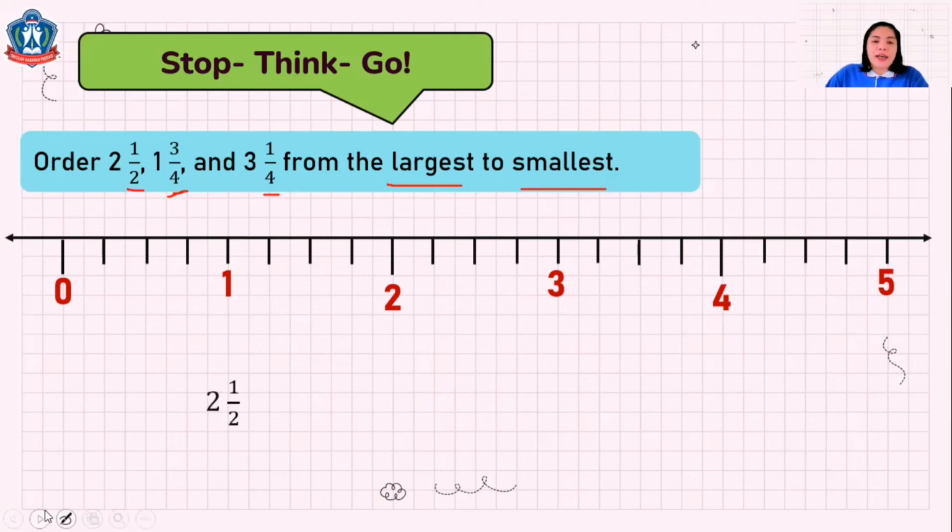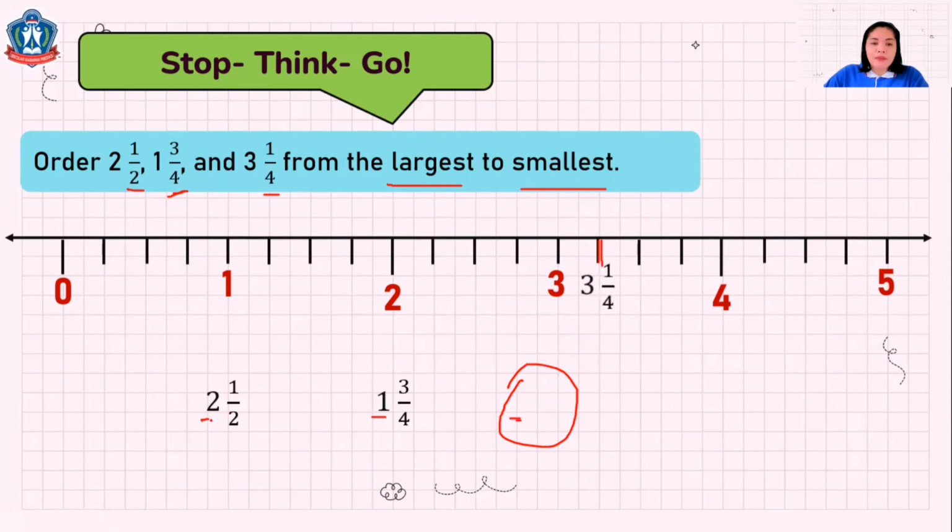Now, how to find the largest fraction or mixed number? To find the largest mixed number, children, all you need to look at first is the whole number. Look at our 3 mixed numbers. Which whole number is the largest? Yes, it's 3. Therefore, this is the largest mixed number. And we are going to put it after 3 because it is 3 and 1/4. So here, this is 3 and 1/4. Okay, let's put it here. So this is the largest mixed number.